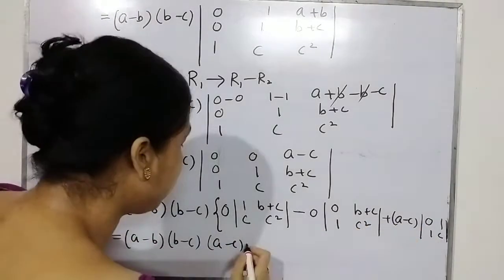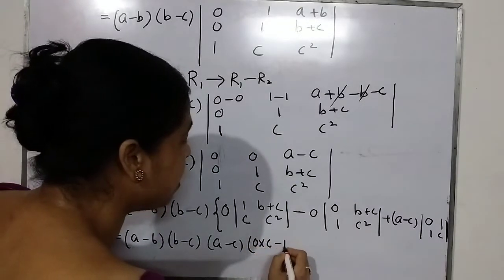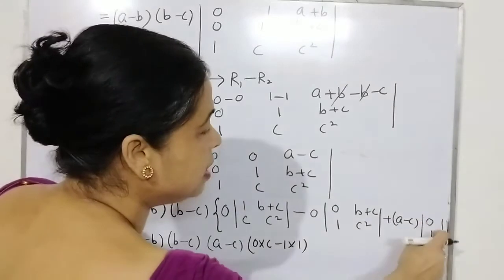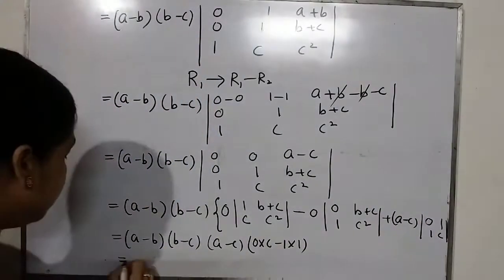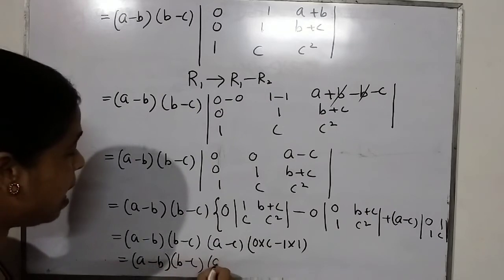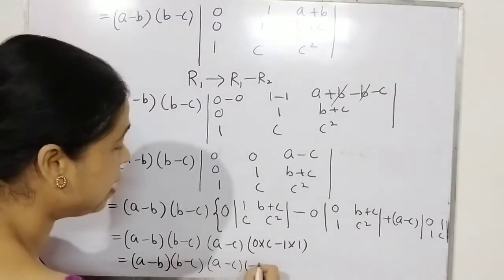And here, let us expand. It will be equal to what? 0 into c minus 1 into 1. This is the way of expansion of second order. This into this into this. Then what is left here? A minus b, b minus c, a minus c. This is 0 minus 1.